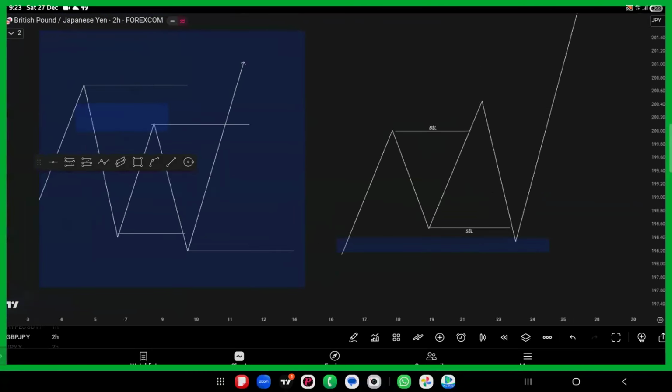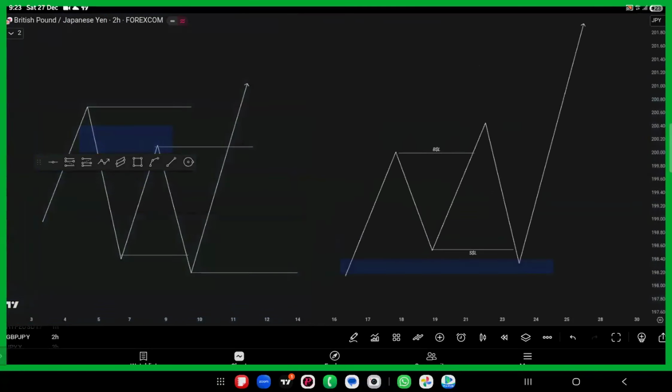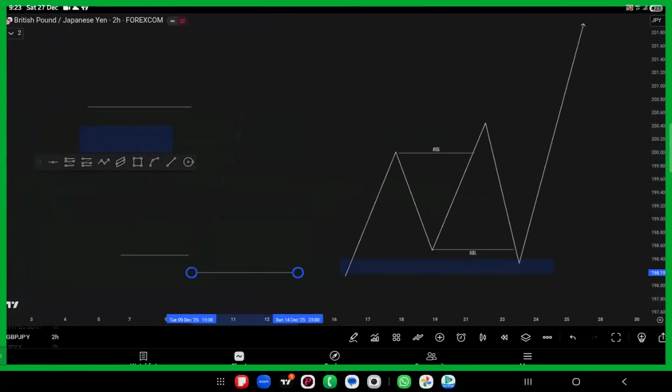We'll start with the inducement liquidity. First of all, what is inducement? In layman's terms, to induce simply means to make someone do something they didn't want to do before. So in the market, inducement is making a trader take decisions he is not supposed to take. That is inducement.